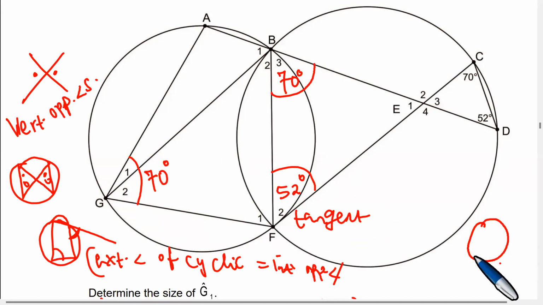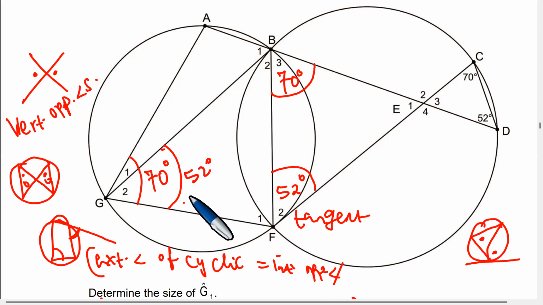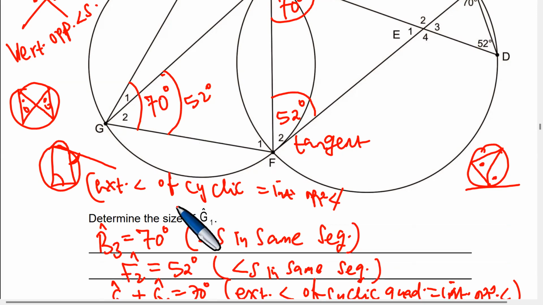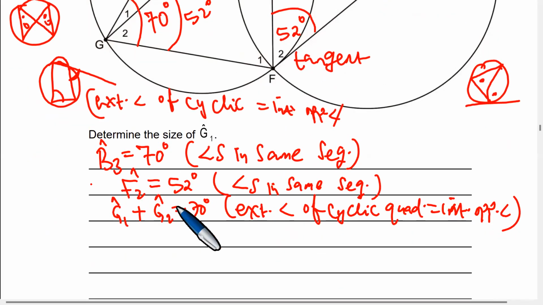So you have that the tangent-chord means this guy is equal to this guy. The angle between a tangent and a chord equals the angle subtended by this chord here. This chord subtends this angle. So this angle is equal to 52 degrees. So that's what we then say here.